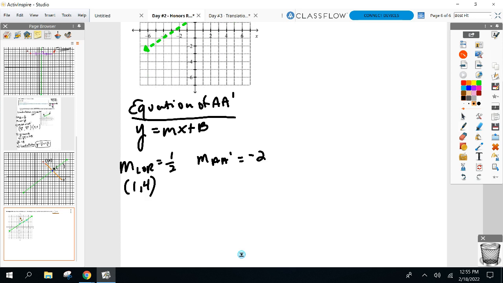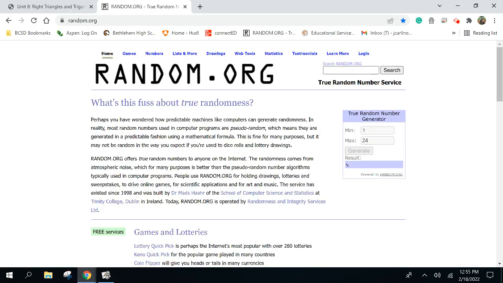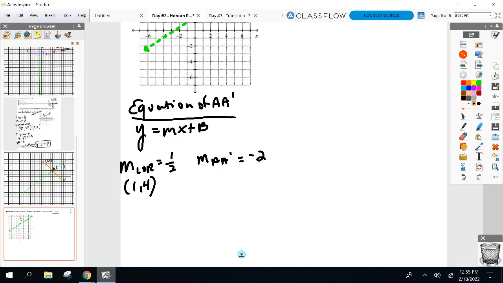Plug it in now. What do you want to plug in for Y? What's the Y coordinate of A? I've got (1, 4) is on the line, right? (1, 4) is on the line, and I'm going to plug it in for y equals mx plus b. So what's my Y coordinate to plug in?